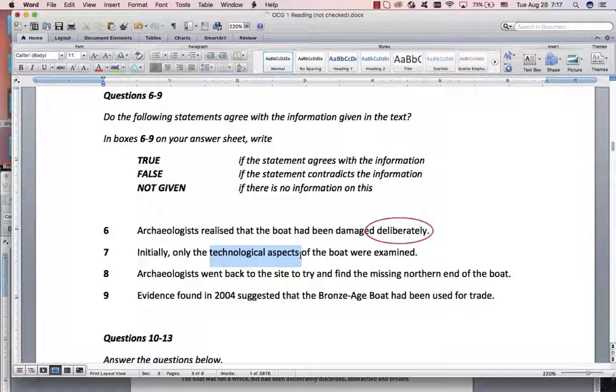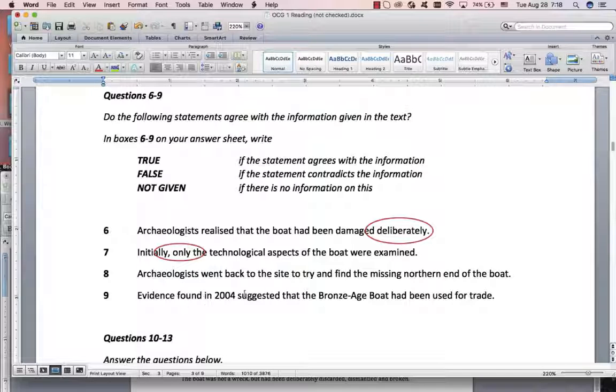So this is going to be scanning language. This is going to be scanning language. This is going to be scanning language. This is going to be the target language. Was it only the technological aspects, or were there other aspects?